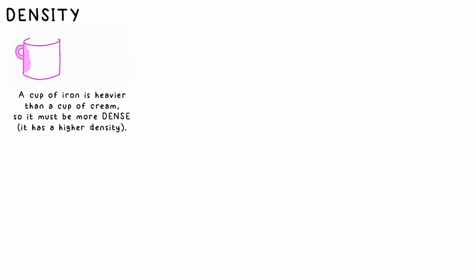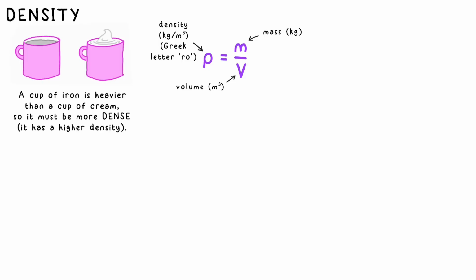Next, the particle model of matter. Density tells you how compact mass is for a material or object. For example, a cup of iron has a much higher mass than a cup of cream, showing that iron has a higher density. But we don't measure density in kilograms per cup, but kilograms per meter cubed. So the equation is this: density is equal to mass divided by volume. The symbol we use for density is the Greek letter rho. It's just a P without the ear on it.